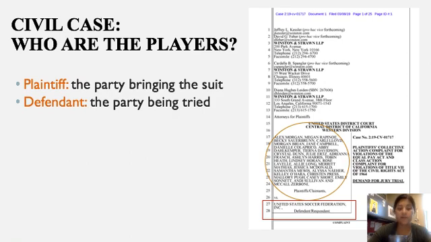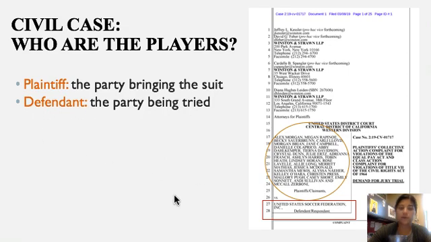So civil case, we said these are disputes between individuals or disputes between an individual and an organization. So in a civil case, the party that's actually bringing the suit is known as the plaintiff. So you can see here I've given you an example of an actual complaint. This is the U.S. Women's Soccer complaint against the U.S. Soccer Federation. So you can see here all of those players are listed as plaintiffs. So they're the party bringing the suit.